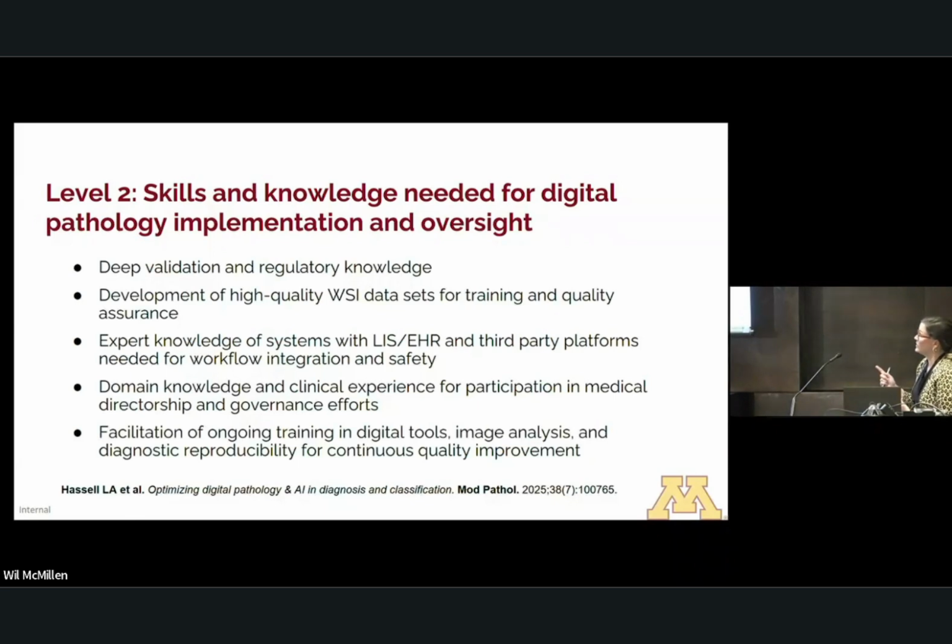Oh, and I also want to say, a lot of these actions are also, I would say, at the pathology community level, as well as the institution level. So development of high quality whole slide imaging data sets, deep knowledge of LIS EHR integration with digital pathology, which I think is still in its infancy, and then directorship and governance efforts in terms of troubleshooting, working through safety issues, and then continuous quality improvement.